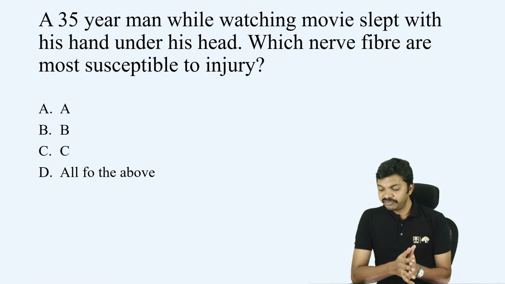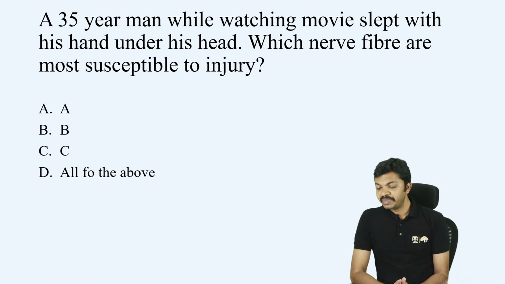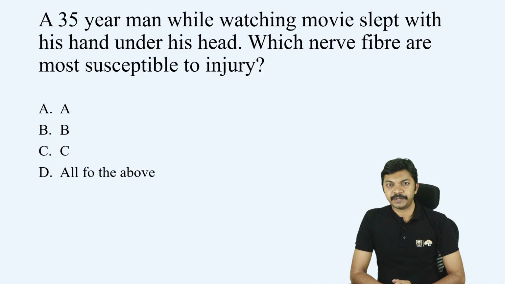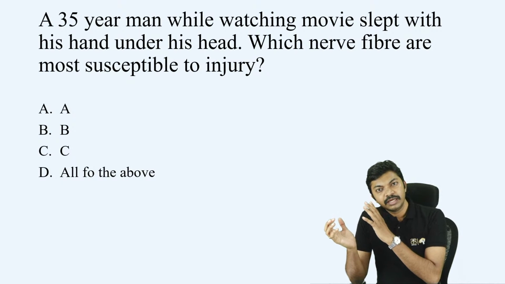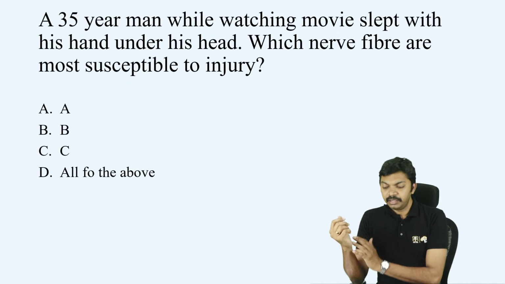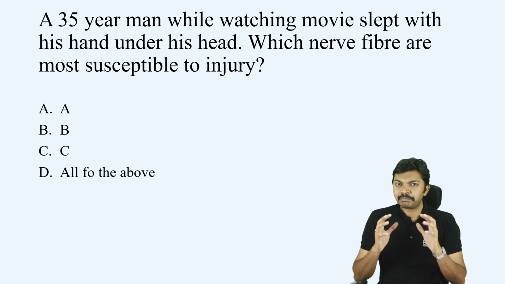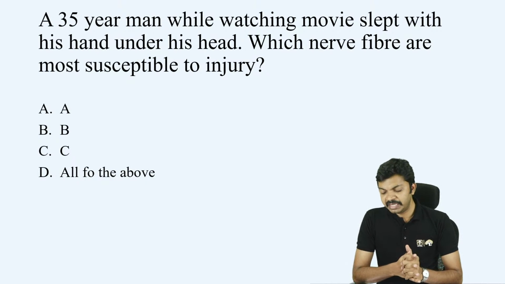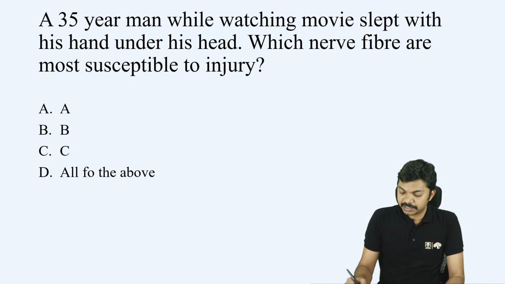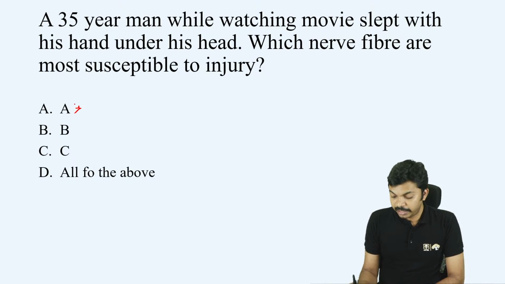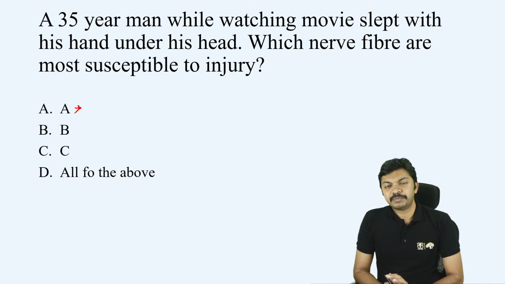Next question, a 35-year-old man while watching a movie slept with his hand under his head. Which nerve fibers are most susceptible to injury? So the man has slept with his hand under his head, alright. So the weight of the head is getting transmitted over his upper limb and he sustained a nerve injury. Now this is a pressure-induced compression and the options are A, B, C, all of the above. Of course, the nerve fibers which are susceptible to injury are all, but the best fiber that undergoes damage is A fibers. Alright, A fibers are most susceptible to pressure.